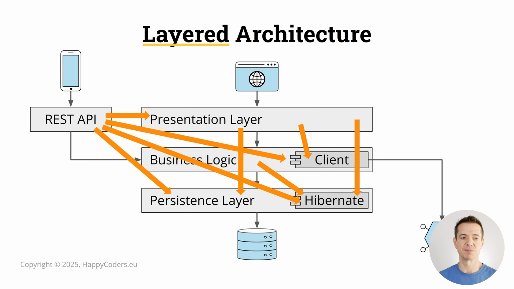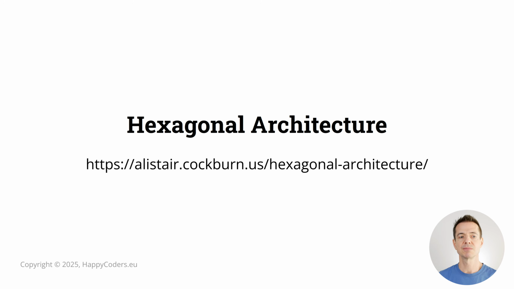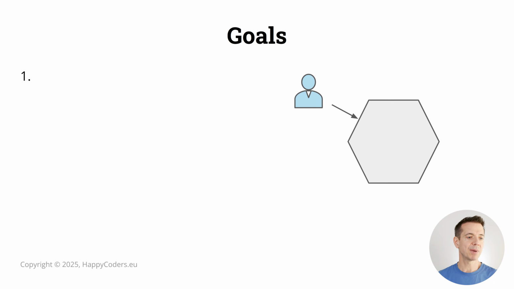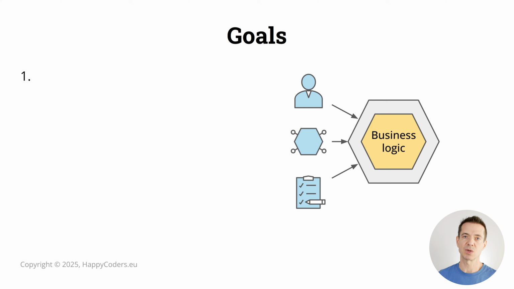eliminate all these problems: hexagonal architecture. From this blog post, 3 goals can be identified. 1. The application, shown here as a hexagon, should be able to be driven equally by users, other applications, or automated tests. For the business logic, which sits at the core of the application, it should make no difference whether it is invoked, for example, by a user interface, a REST API, or a test framework.